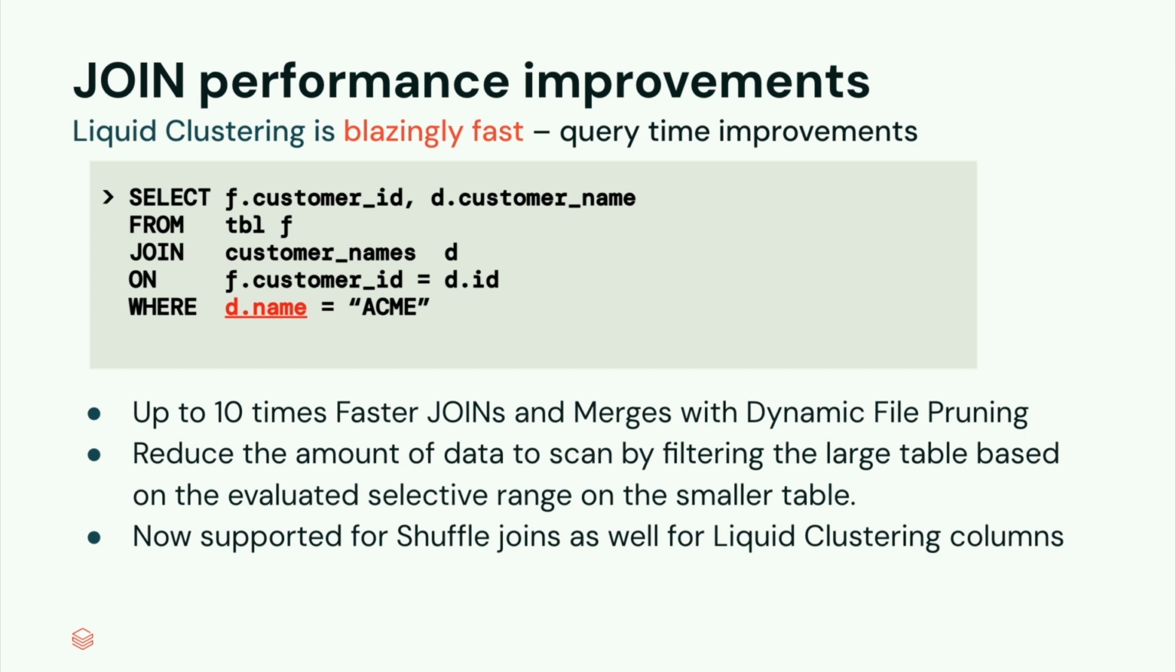With this, you're able to see up to 10 times faster join performance and even merge performance, because merge also has joins under the hood. And this is currently supported for all types of joins, including shuffle joins on Databricks.